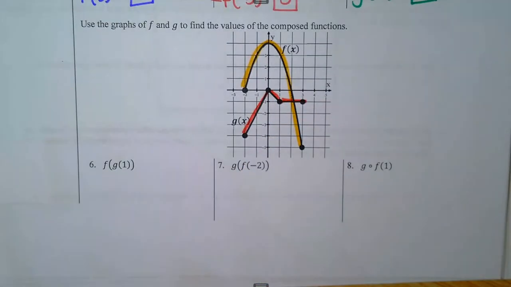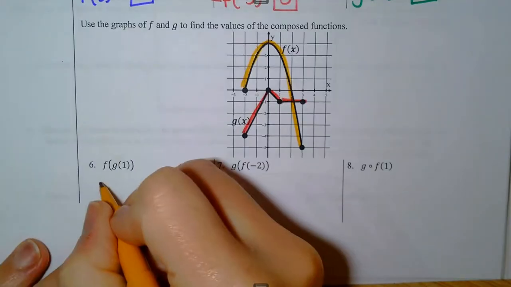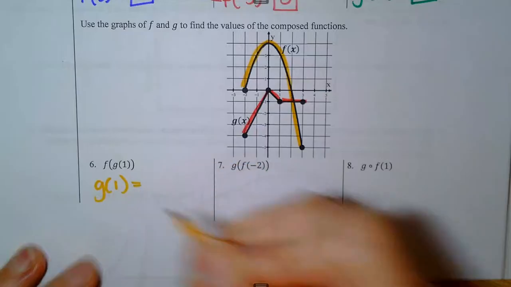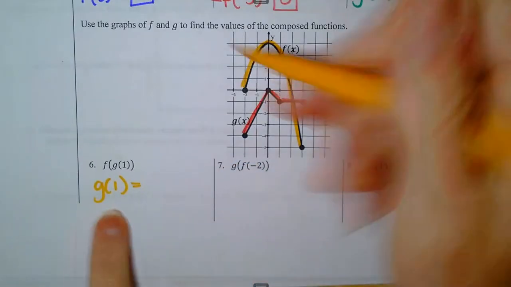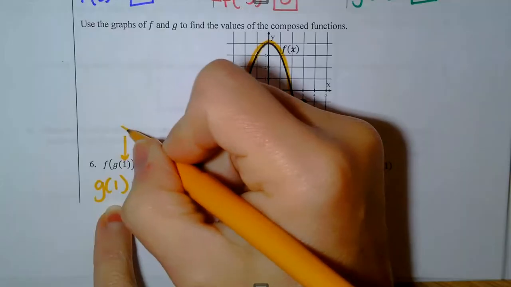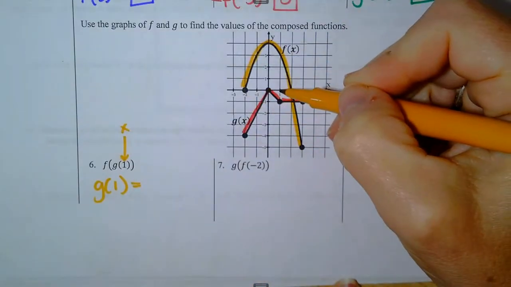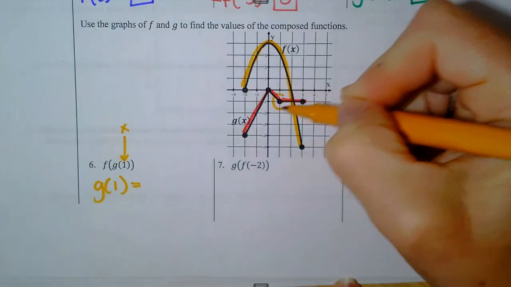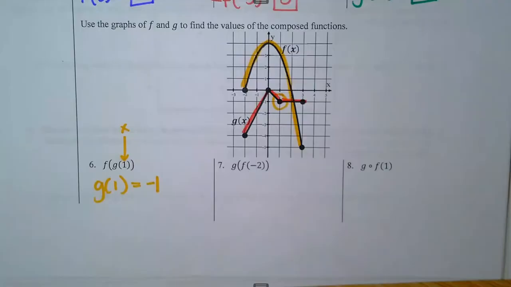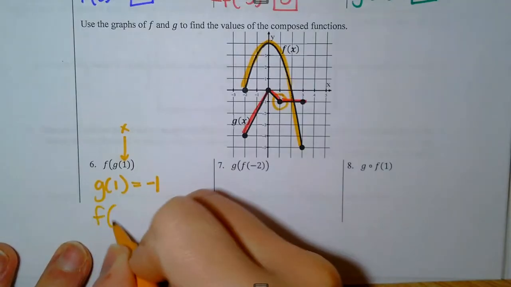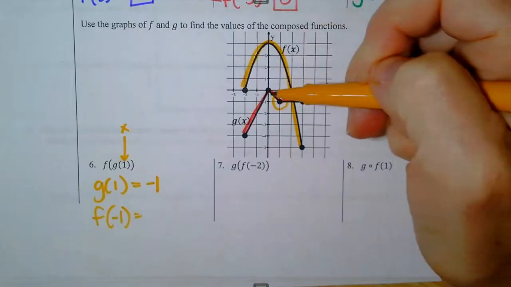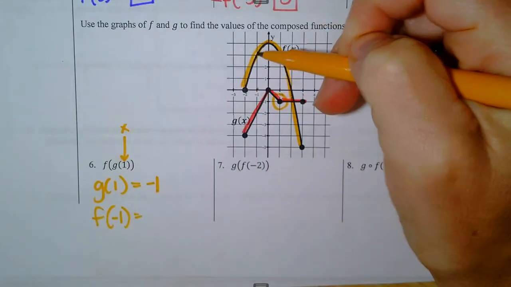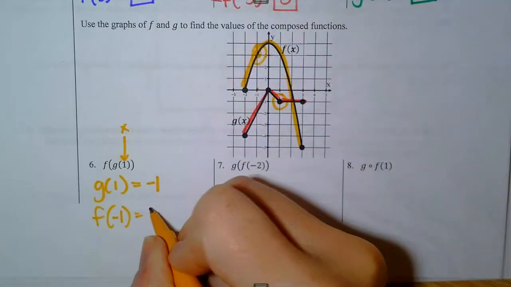Okay, so g of 1, we're going to start there. G of 1. So I go to 1 on the x because remember this is still the x value. So I'm going to go to the x-axis and then I'm going to go to the g. So that is a negative 1. And then f of negative 1. So negative 1 and then I go up to f and that is at 3.